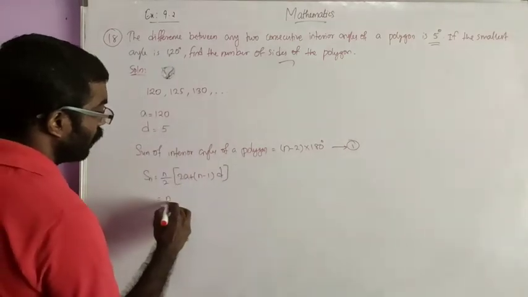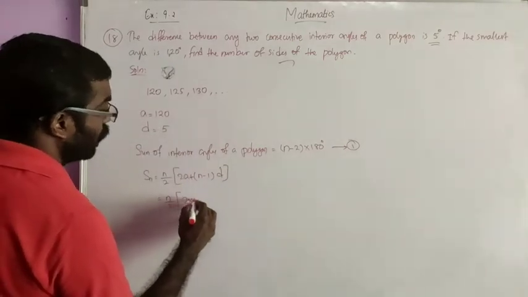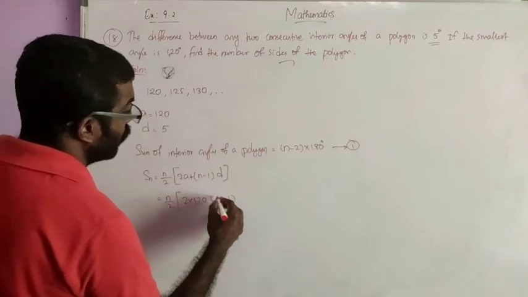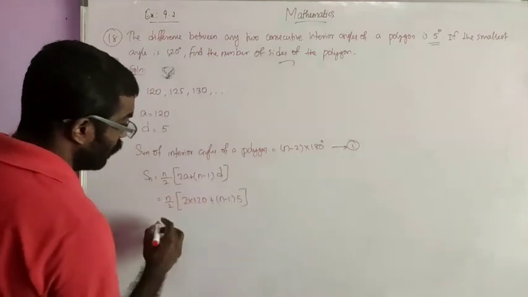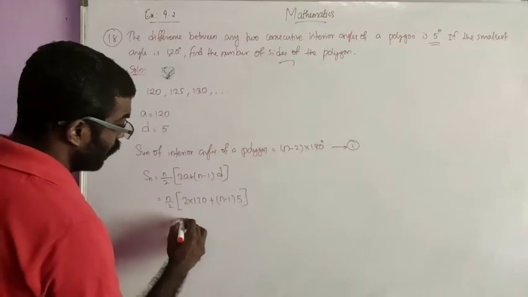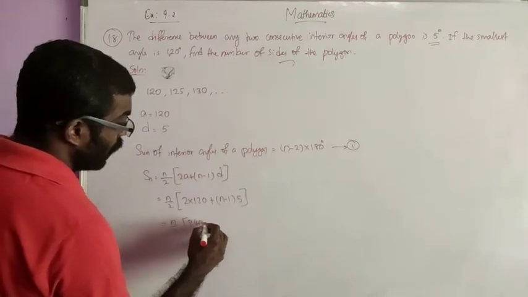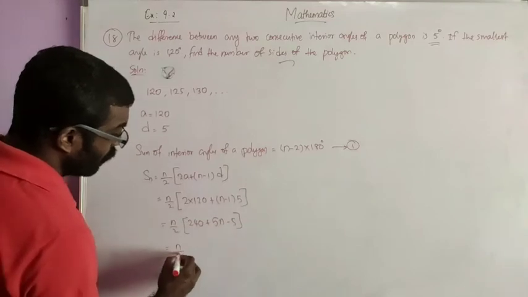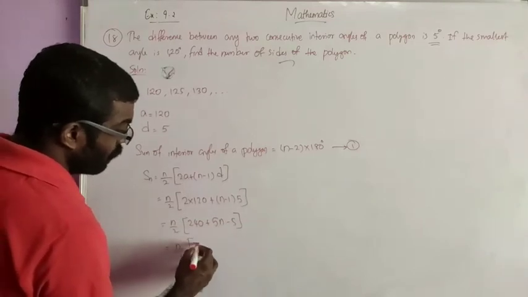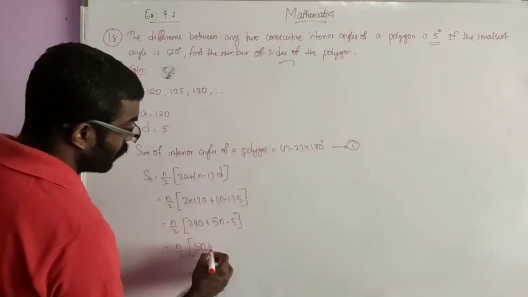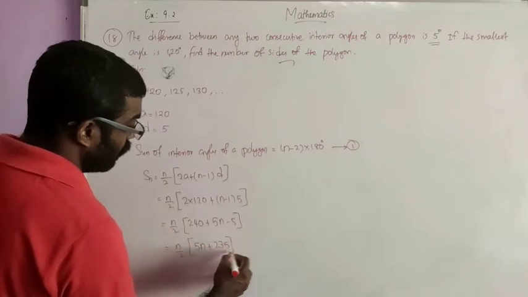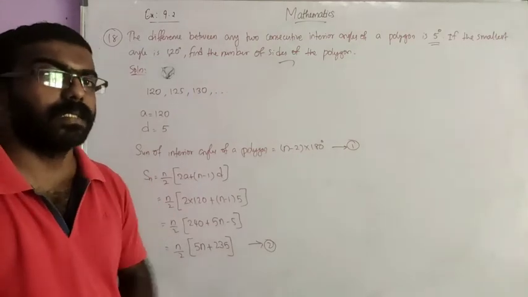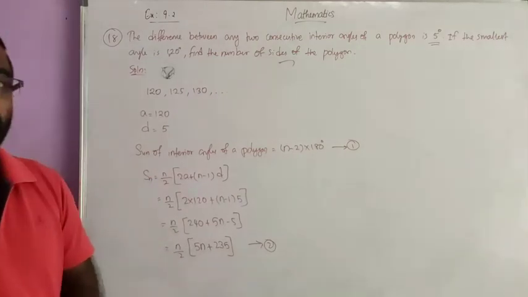It is equal to n by 2 into 2a, 2 into 120, then plus n minus 1 into d, d is 5. That is n by 2 into 240 plus 5n minus 5, or n by 2 into 5n plus 235. We can take it as equation number 2. Now we can combine these two equations and we can find the value of n.